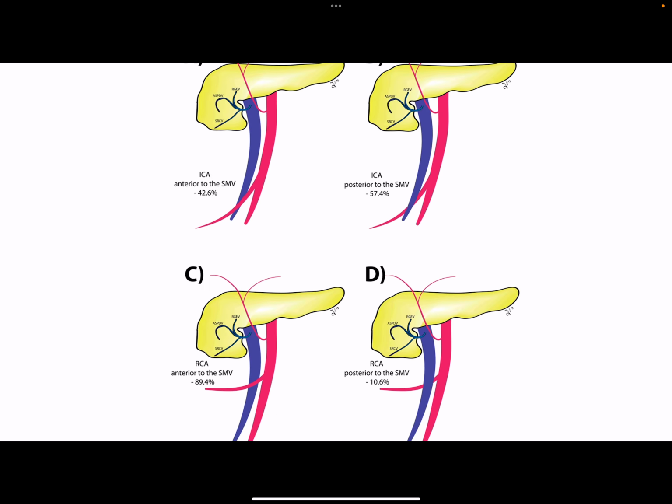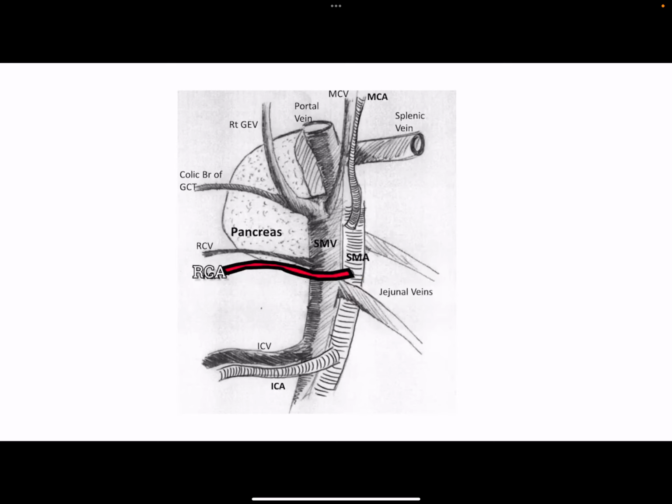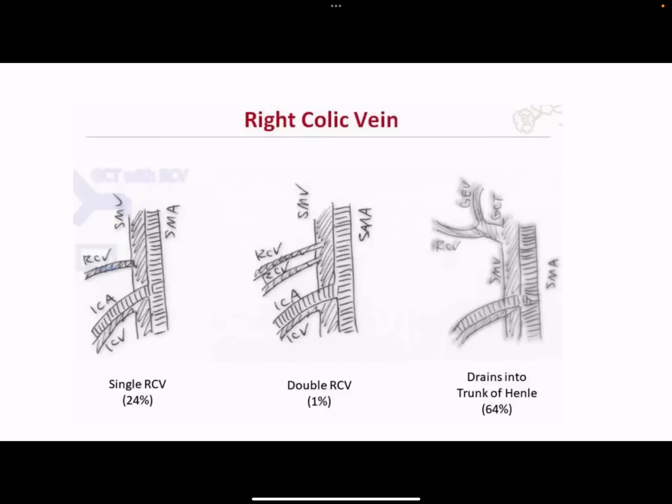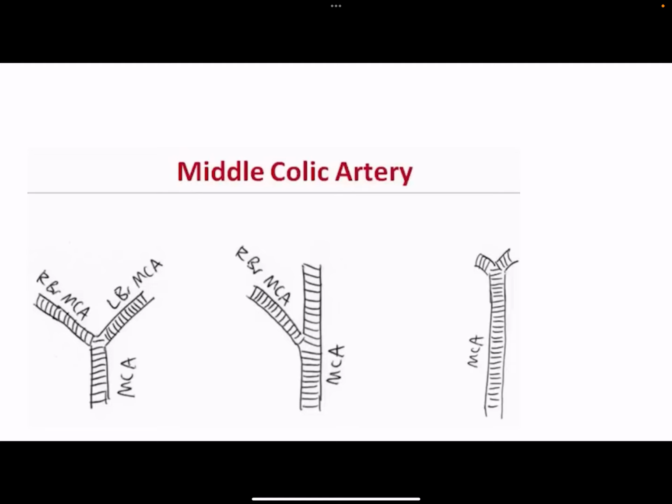Here are similar things, different variations that I have talked about. The jejunal veins, I said sometimes go anterior to the SMA, sometimes go posterior. Here it is going posterior, here it is going anterior to the SMA. The same thing, right colic artery. Right colic vein could be different. I said that most of the time they are absent. There could be a single right colic vein, there could be two right colic veins, or the right colic vein may drain into the gastrocolic trunk of Henle. So there are different patterns which might happen. It has been shown in the same picture here also.